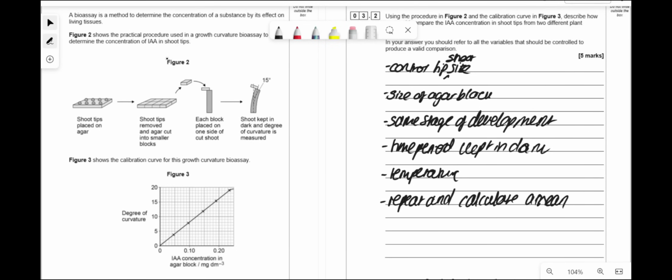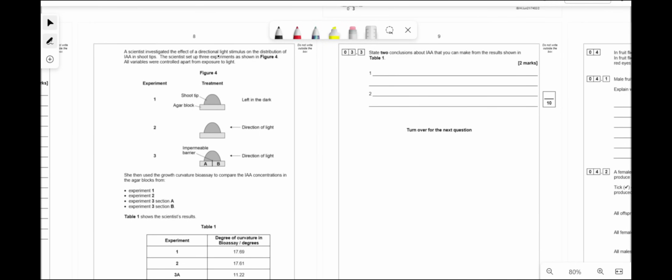In this case, it's saying to ignore pH, carbon dioxide, humidity, nutrients, light, and water, because we're under the assumption that they've been given enough of that. We're only talking about factors that could directly affect the IAA concentration and the effects that it can have. So obviously IAA concentration is affected by the size of the tip, the size of the agar block, the stage of development, and then the effects it has are controlled by how long it's kept in the dark and also its temperature.